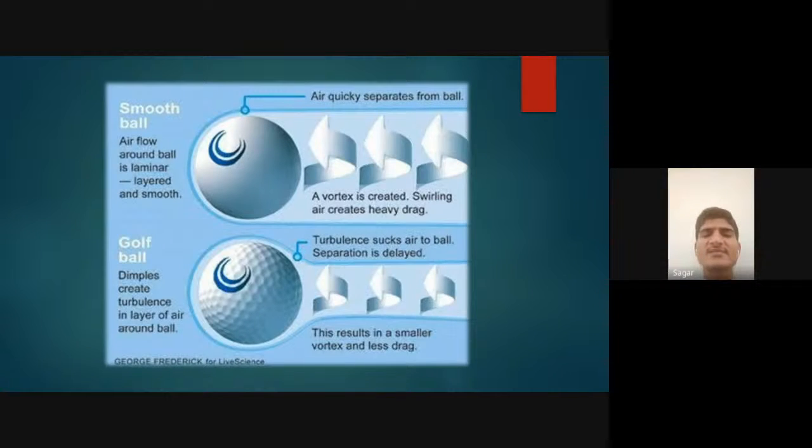If it stays attached to the ball surface for a longer time, we can see that the vortex generated at the end of the flow is much smaller compared to the first case. So this is why golf balls have dimples: drag force reduces with the help of dimples. So yeah, this is the reason why we use golf balls with dimples. Next slide.